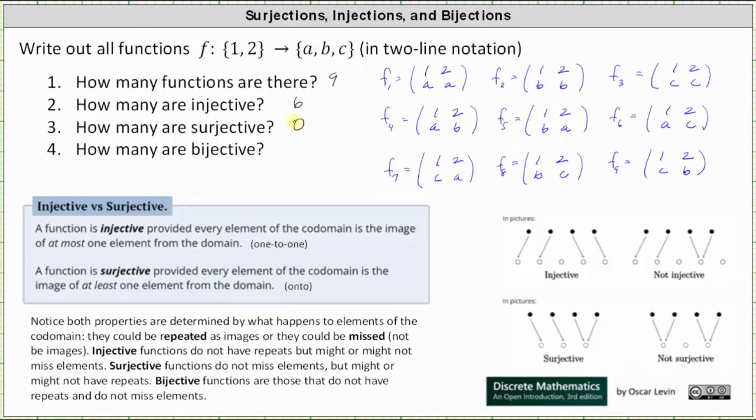Number 4, how many are bijective? Bijective functions are both injective and surjective, and therefore there are 0 bijective functions. In order for a function to be bijective, the number of elements in the domain and the number of elements in the codomain must be equal.